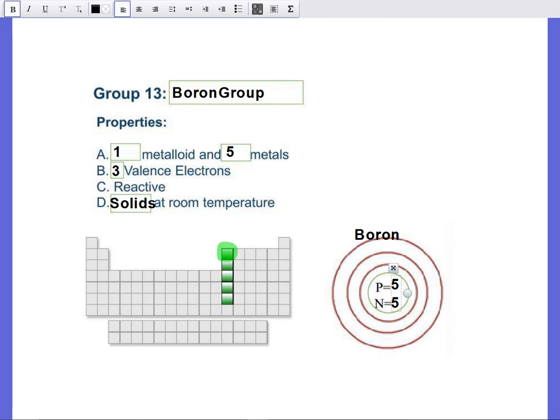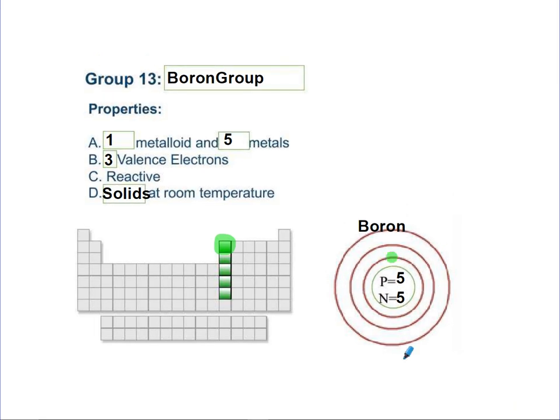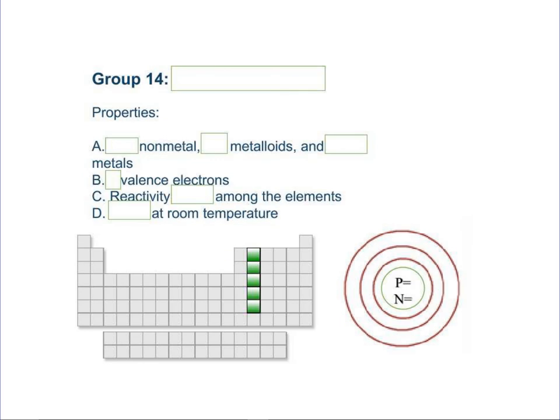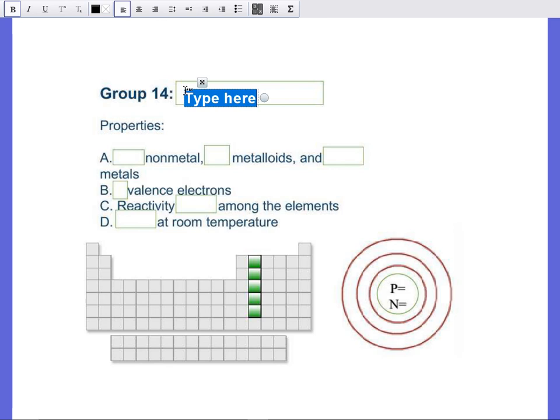So we're going to draw 2 electrons in the first energy level, and then 3 in the next. Group 14 is called the carbon group. And just like with the boron group, the reason it's called the carbon group is because carbon is the element at the top of that group. So carbon is the only nonmetal.